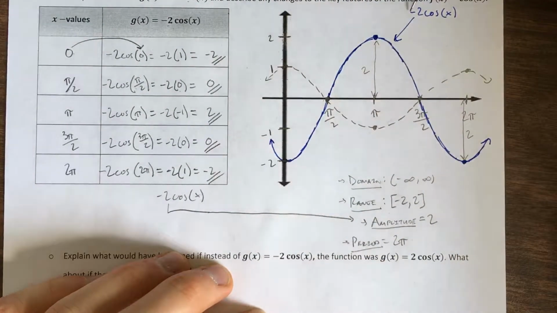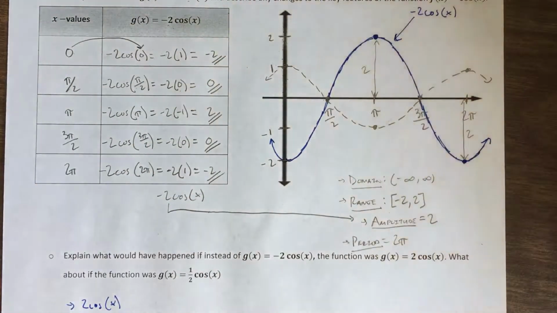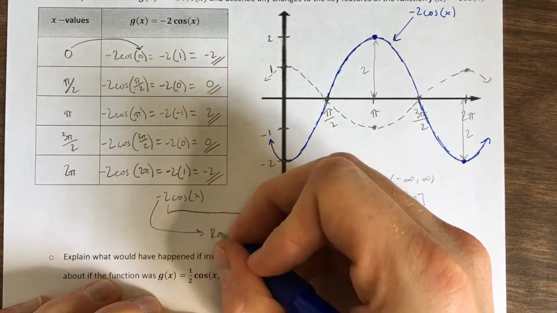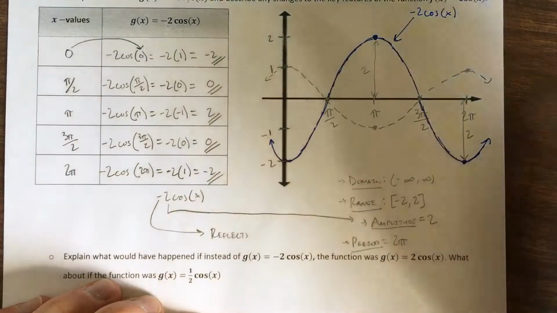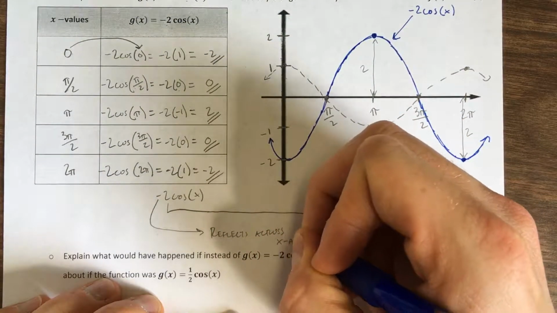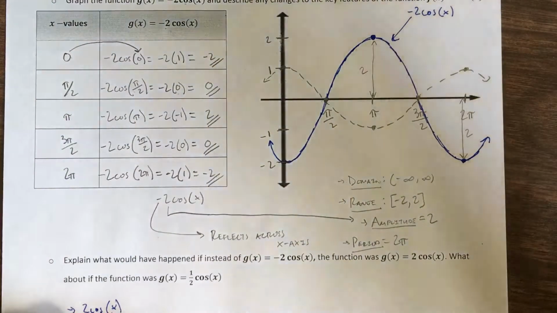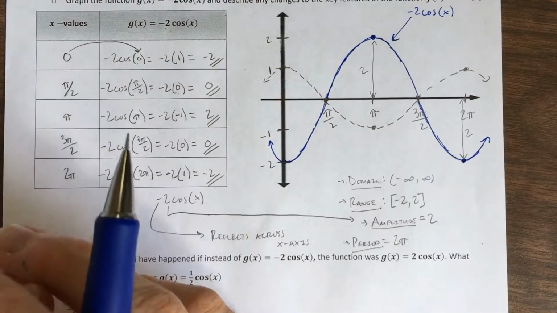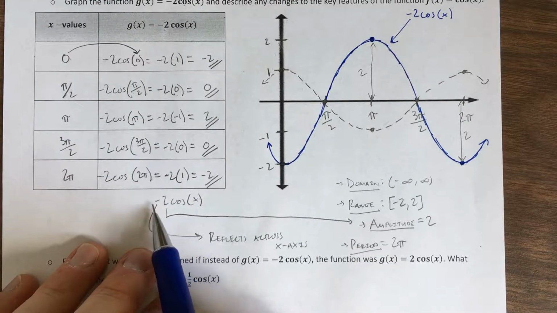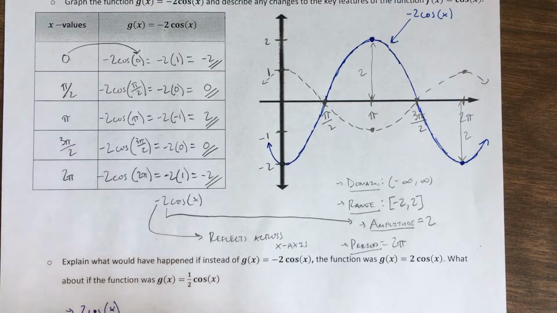So anytime we're multiplying our parent function by a value, that's going to change the amplitude. That's going to stretch our function by that factor. And if the value is negative, then that's going to cause a reflection. It's going to reflect across the x-axis. So again, if we multiply our parent function, not the x value, which we saw in previous classes, but if we multiply our parent function by a value, this value here is going to cause the amplitude to change, and if it's negative, it's going to reflect across the x-axis.